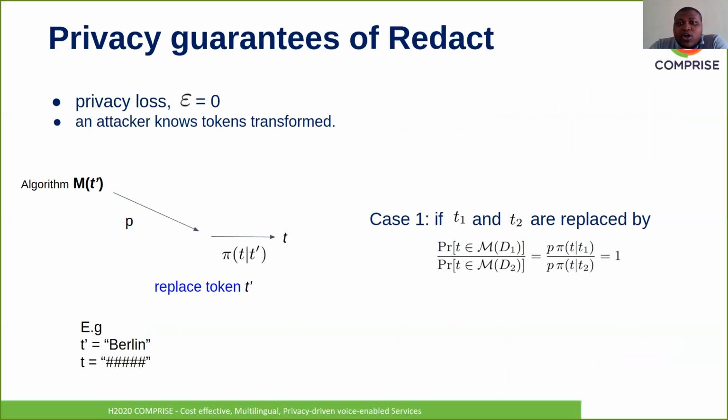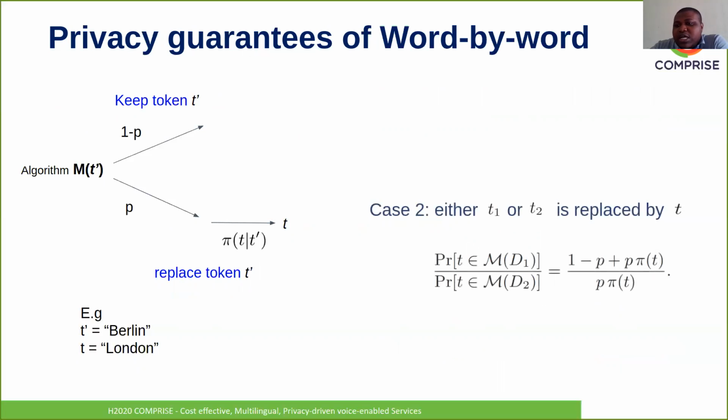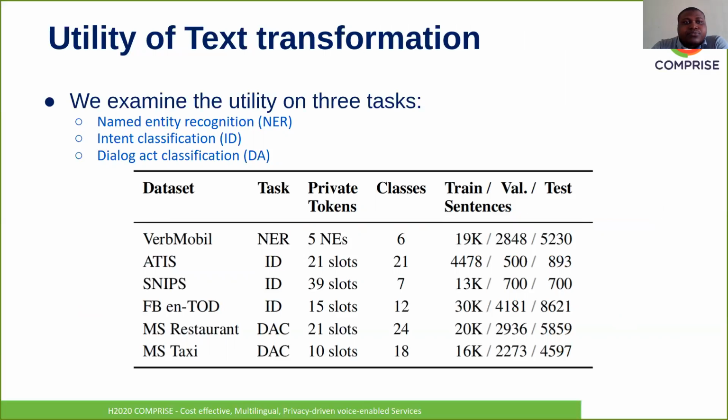So in the Redact case, if we just replace all locations by LOC, then everything is fine, and we have a privacy loss of 0. In the case of word-by-word replacement, again we have to control what P is, and if P is 1, everything is being replaced. So the question is: what is the utility of our text transformation?